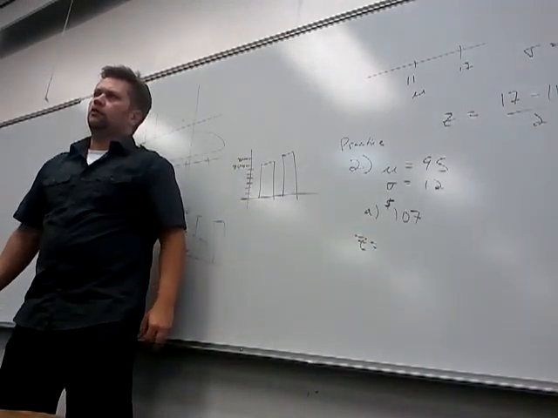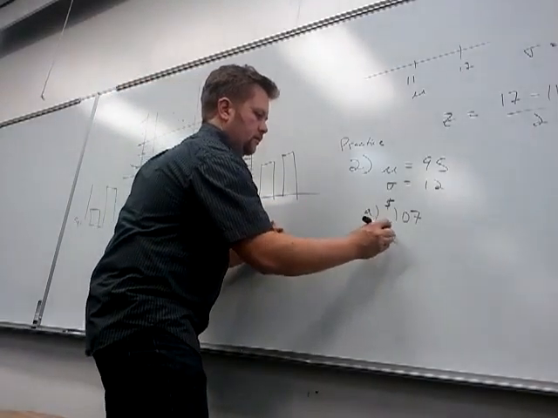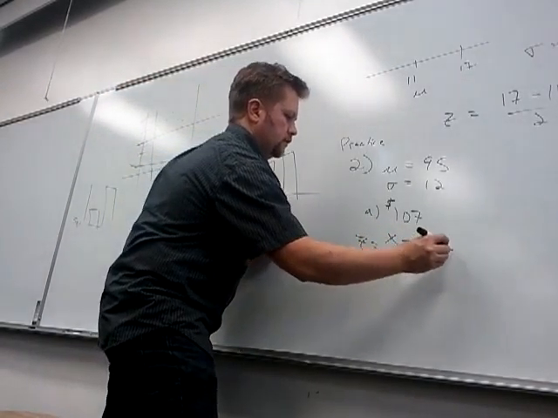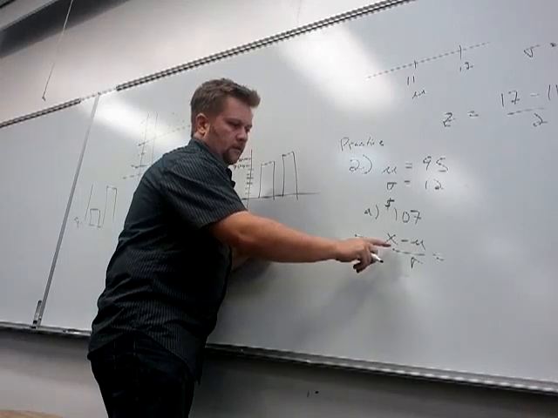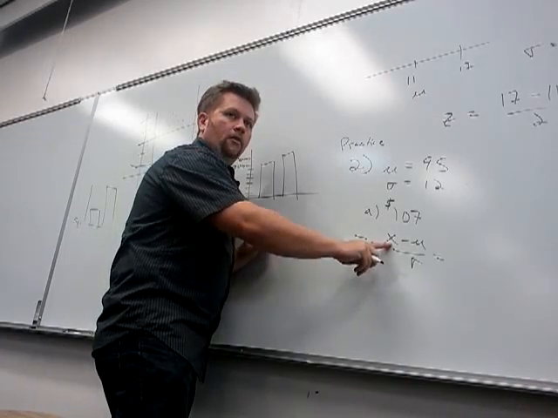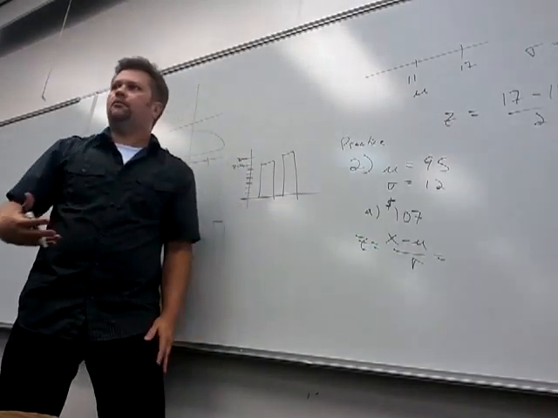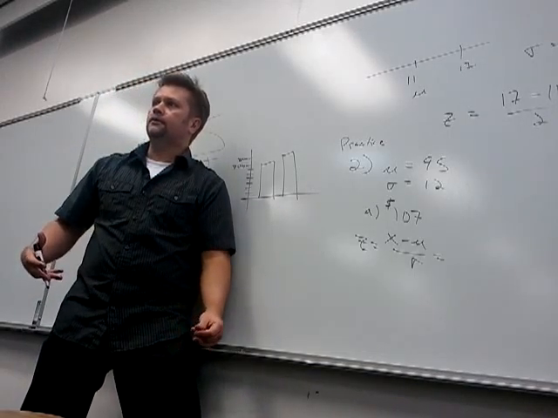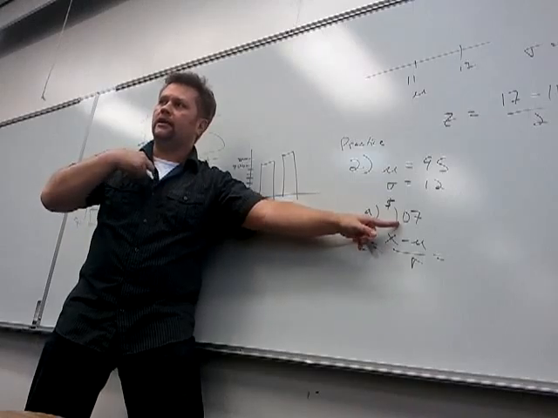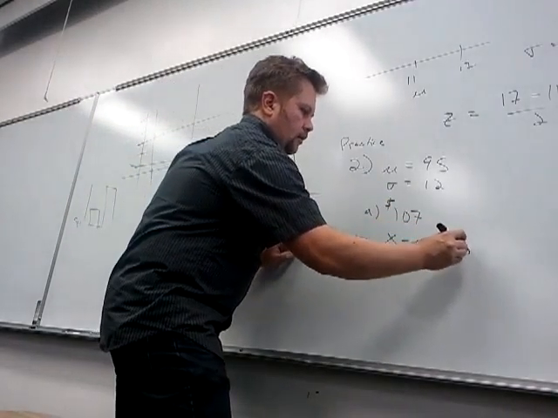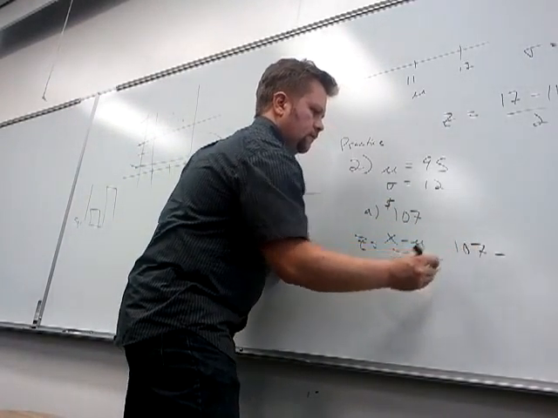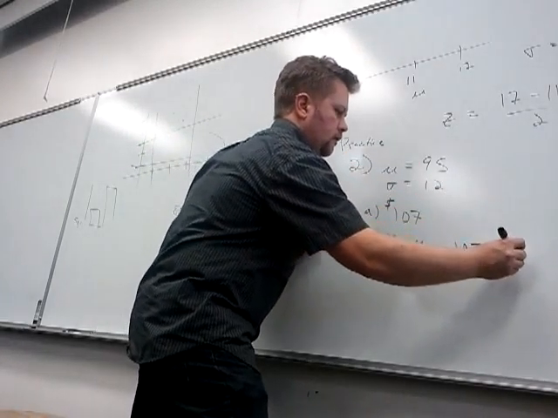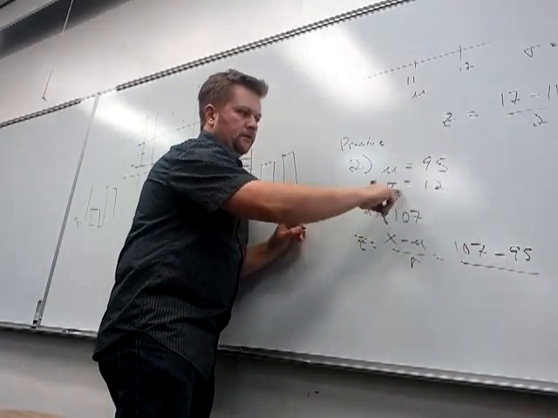Z would equal, and put the formula down. X minus the mean divided by standard deviation. X always represents a data point. In this case, there is a specific data point that I'm interested in. What is that? 107. That's my data point that I'm interested in, minus the given mean, 95, over 12, divided by how big each step is, 12.